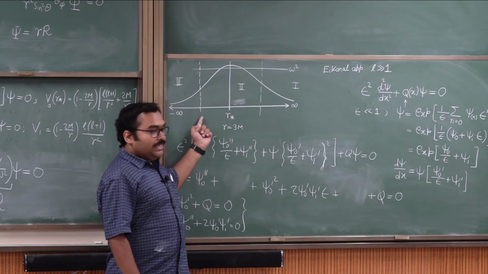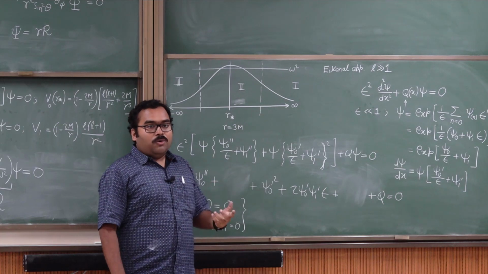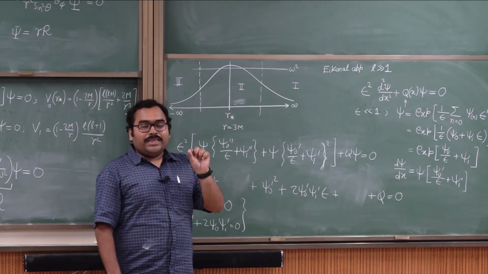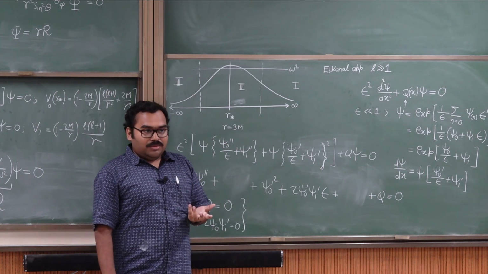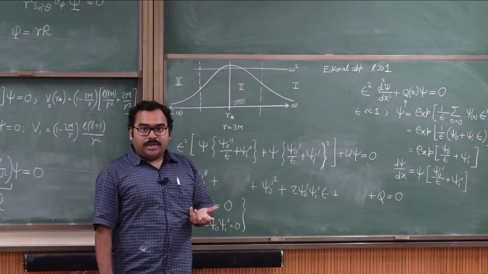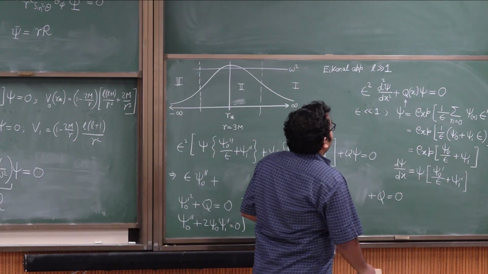So you have to match it here with 3, and you have to match it here with 1. The hope is that when you do the matching, you will get a unique set of eigenvalues for omega, and these would be your QNMs. Right? Clear? Fine.